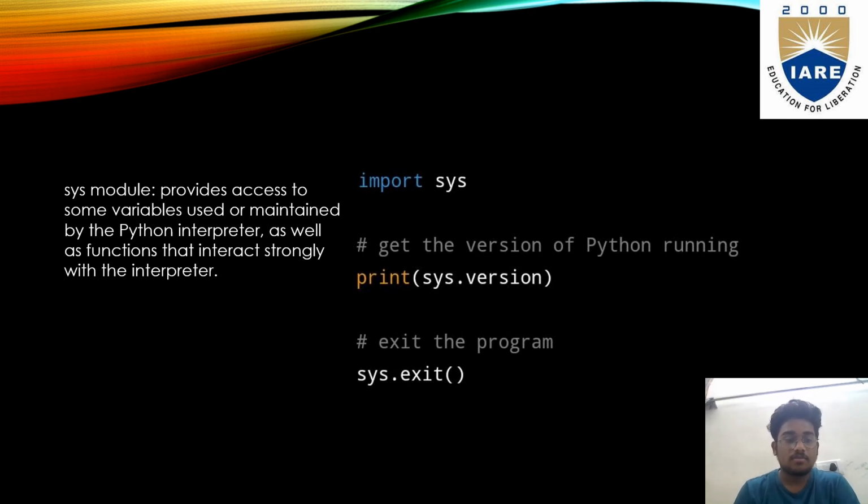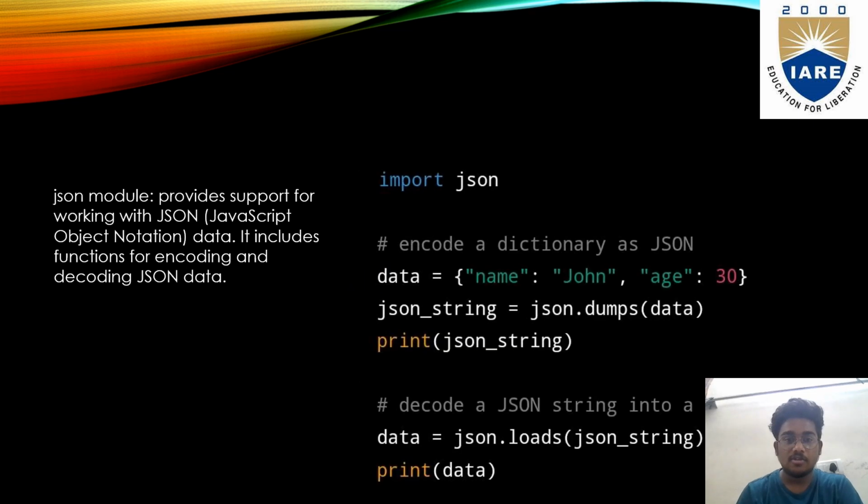Collections modules provide alternatives to built-in container data types such as list, tuple and dict. The JSON module provides support for working with JSON, JavaScript Object Notation data. It includes functions for encoding and decoding JSON data. Encode a dictionary as JSON data. We are given name John, age 30, and then json.dumps(data).